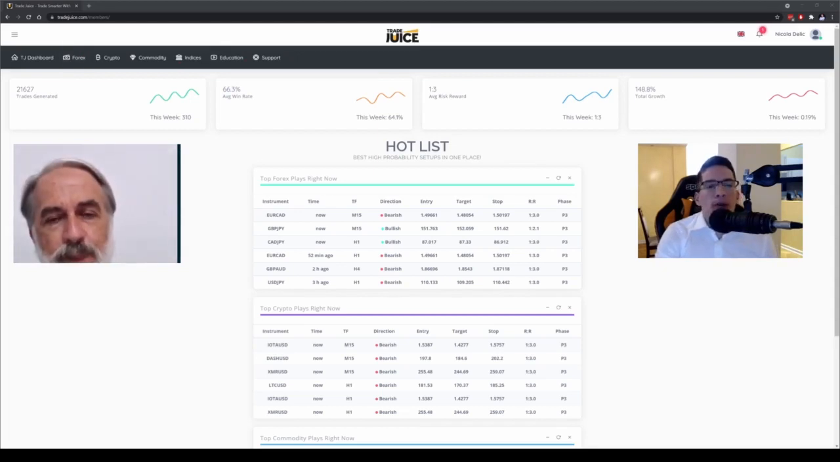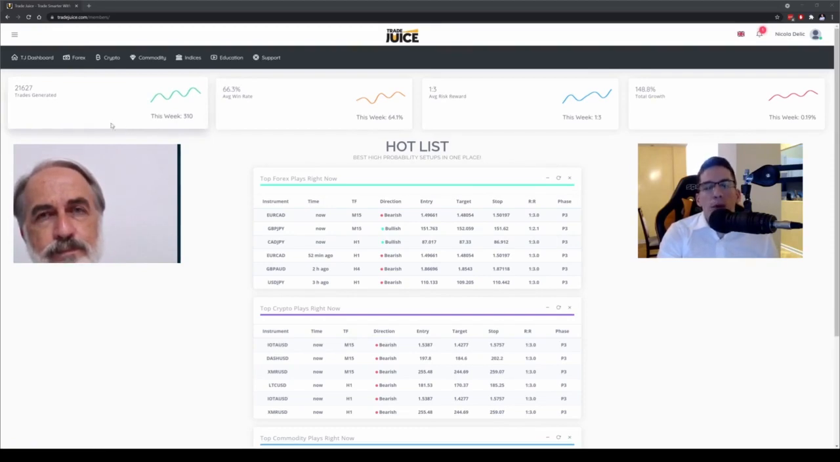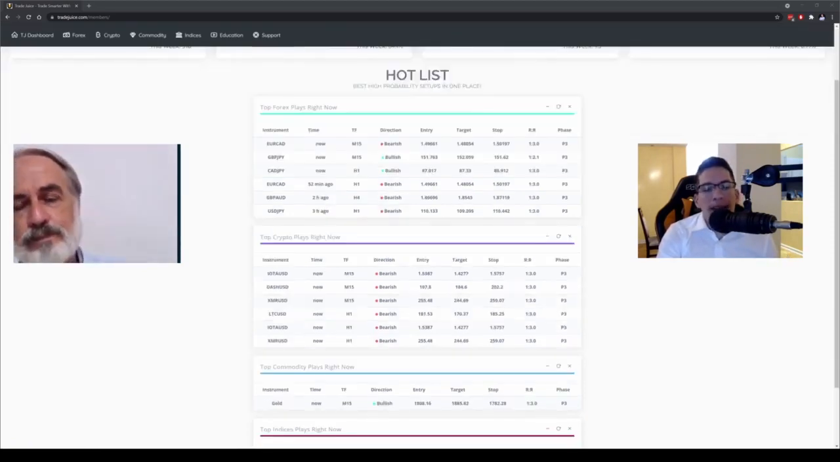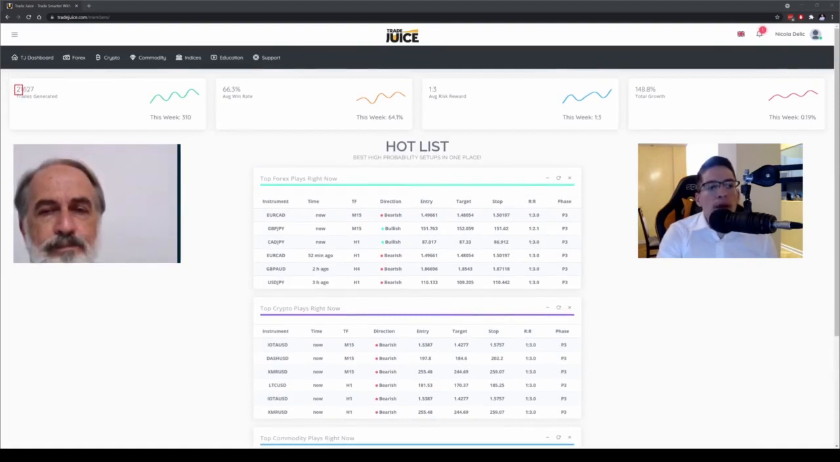Most people that are using the Tradejuice are mostly on this part. Like, you don't need to have 20 things open just to not miss the trade. Everything that you need to find the trade is right here. We had over 21,000 trades, and that's amazing. This week alone, we had 310 trades just from this platform.